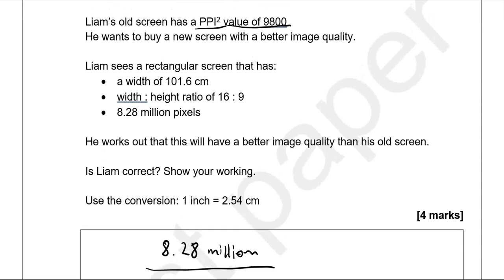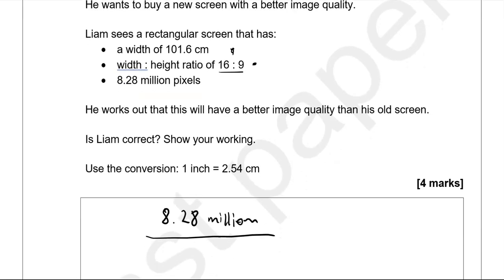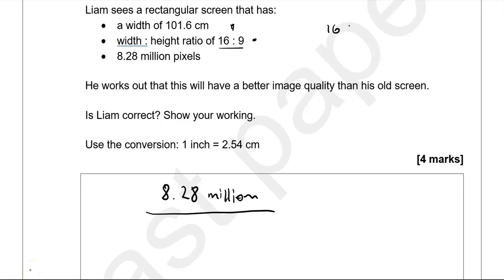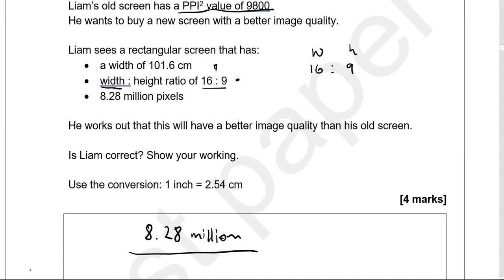Right, and we know that area in this case would be worked out by multiplying width by height. We're given the width, but we're not given the height. We need to work out the height using the ratio. So if the ratio is 16:9, 16 being width and 9 being height. The width, we've got it here as 101.6.